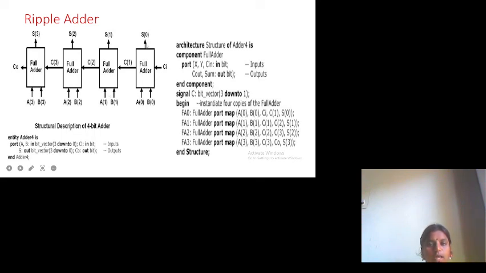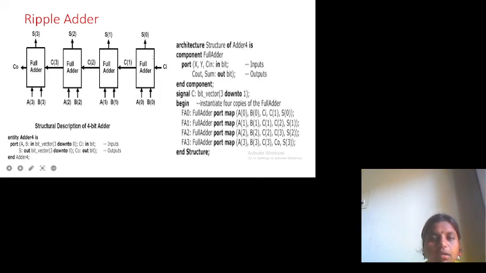Similarly, the outputs: S is a vector type, S out bit_vector 3 down to 0, the size 0, 1, 2, 3. And the final carry is C0 out, bit type. So end entity adder_4. The entity is added. Now the architecture: by using structural modeling we are writing architecture structure of adder_4 is.